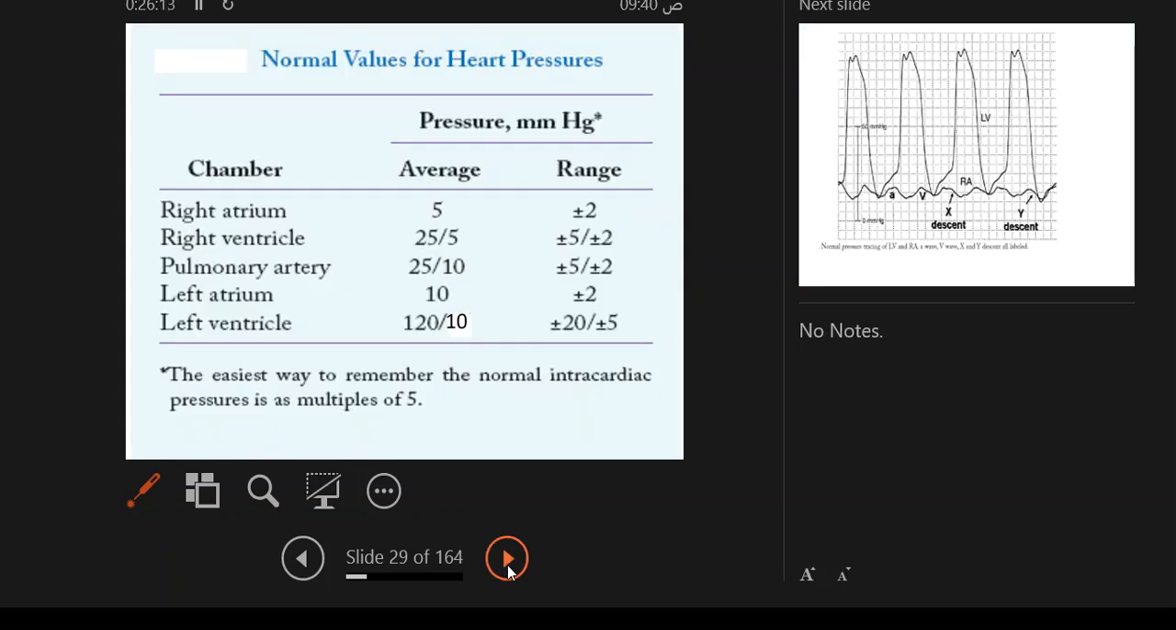What we do to make it easier for you, the easy way to remember the normal intracardiac pressures is a multiple of 5. It's not accurate, but it helps. So the right atrium is 5 plus minus 2. The right ventricle is 25/5 plus minus 2. Pulmonary artery 25/10. Left atrium is 10 plus minus 2. That's the mean. And the left ventricle is 120/10 to 12. Okay, so that gives you an idea. If you remember the multiples of 5, you will be very close.